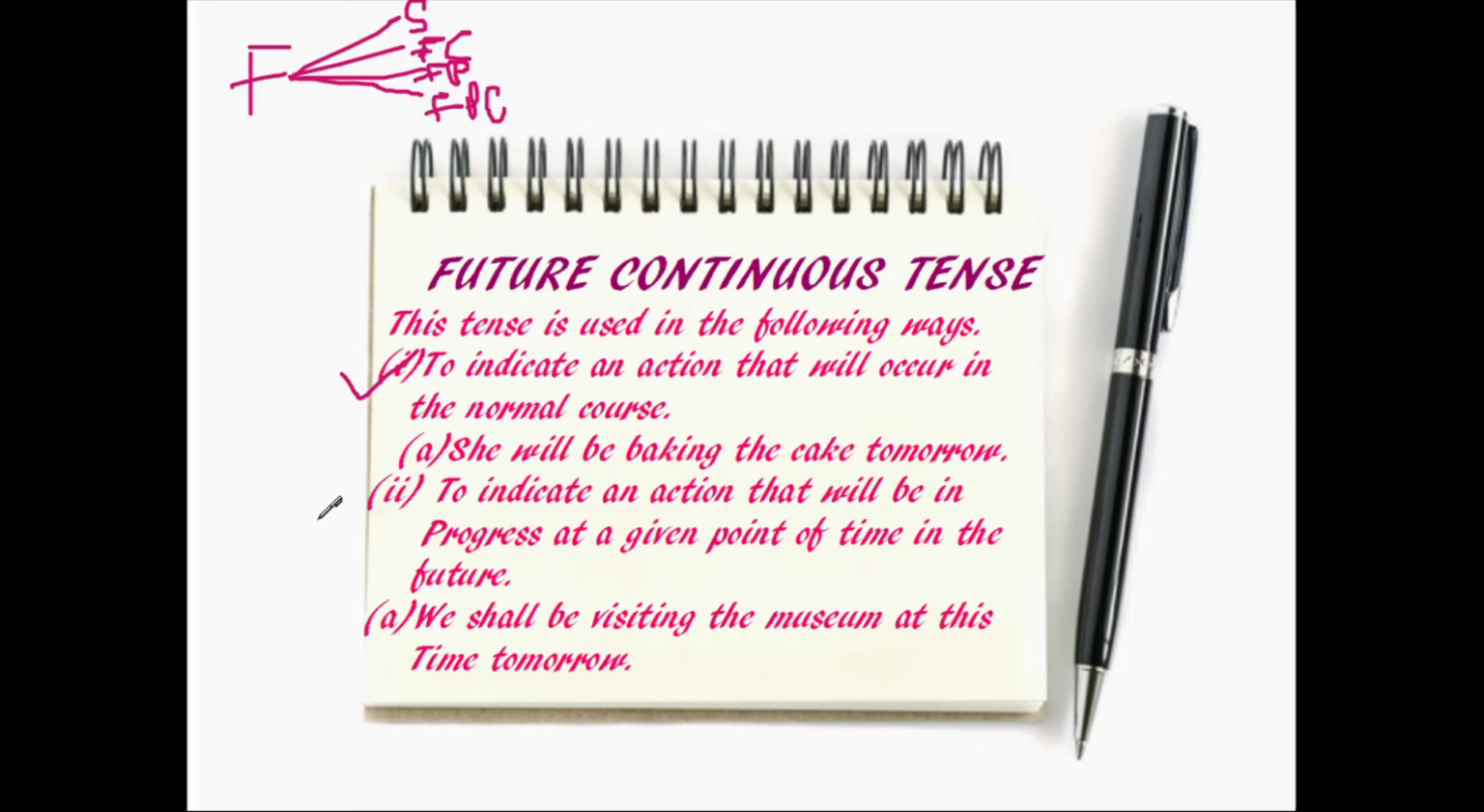Second one, to indicate an action that will be in progress at a given point of time in the future. See, I've already told you, if continuous is there, then it's progress only. For example, we shall be visiting the museum at this time tomorrow. So here an action is given at a given point of time, tomorrow. Tomorrow means future, but it is in progress too. You can see we shall be visiting the museum at this time tomorrow.